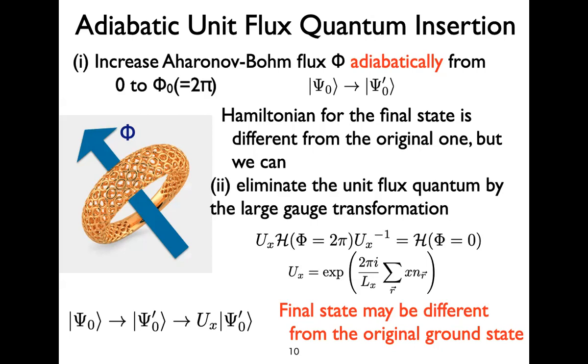So you start from the initial state, let's say the ground state, for example, then adiabatically increase the flux, then you evolve into some other state, psi zero prime. But then in order to compare with the initial state, you must apply this large gauge transformation. So you must compare this state with psi zero.